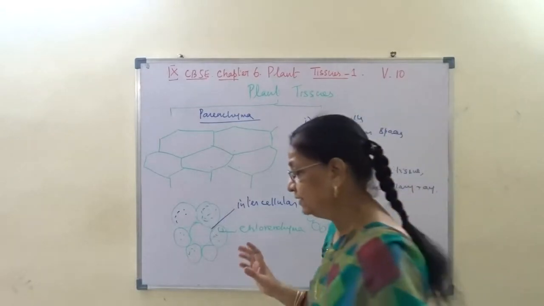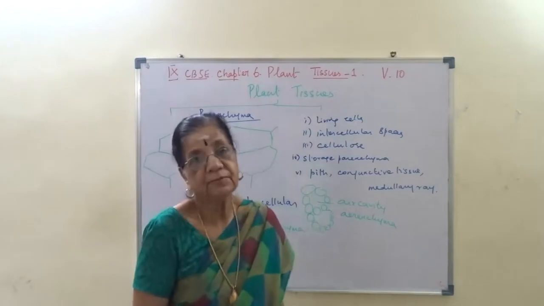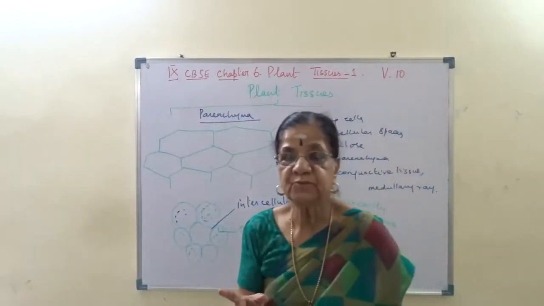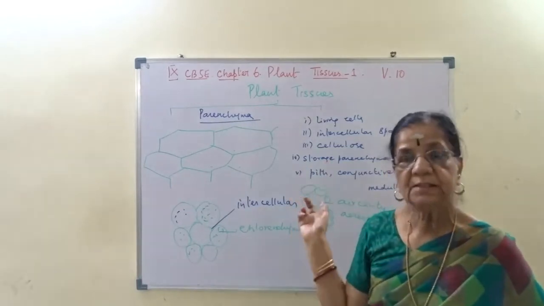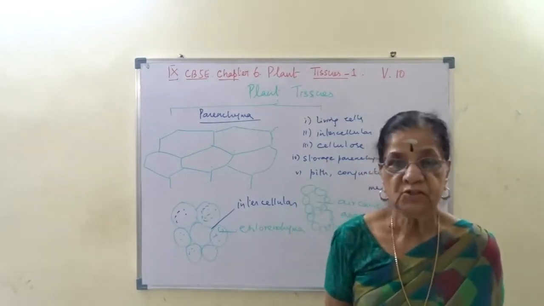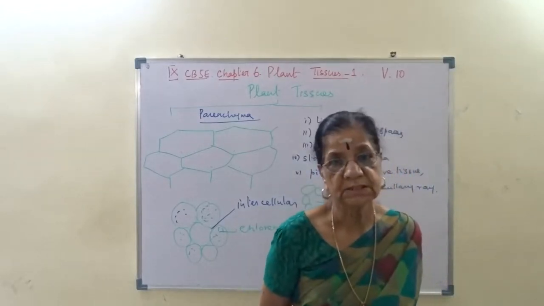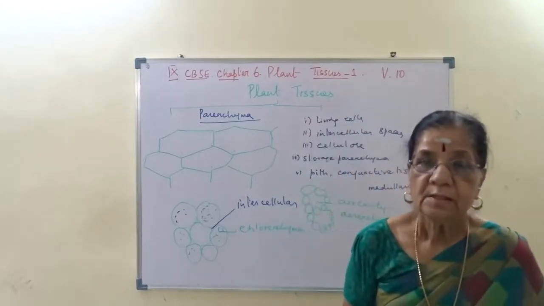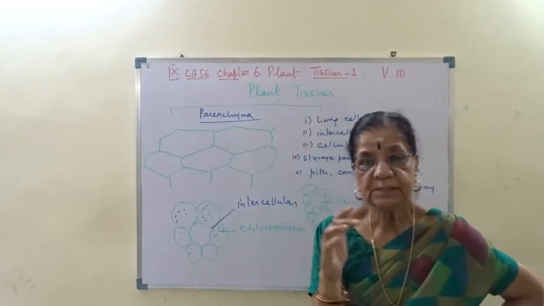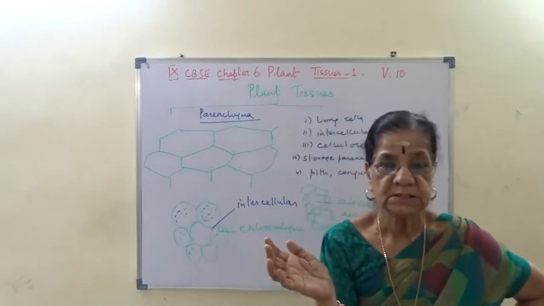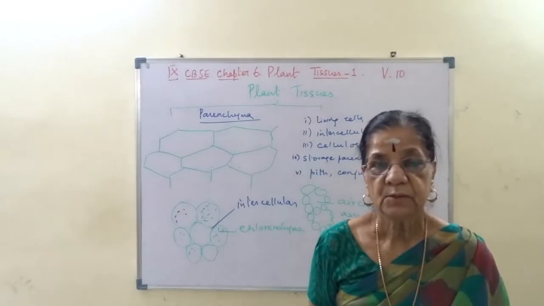Okay. Then we will see the difference between sclerenchyma, sclerites and fibers. There are two types: sclerites and fibers. That difference you will see in the continuation of this video session 10 as picture presentation. Okay. So we have seen plant tissues as meristematic and permanent tissues. We'll just continue with the picture presentation. Have a good day. Thank you.